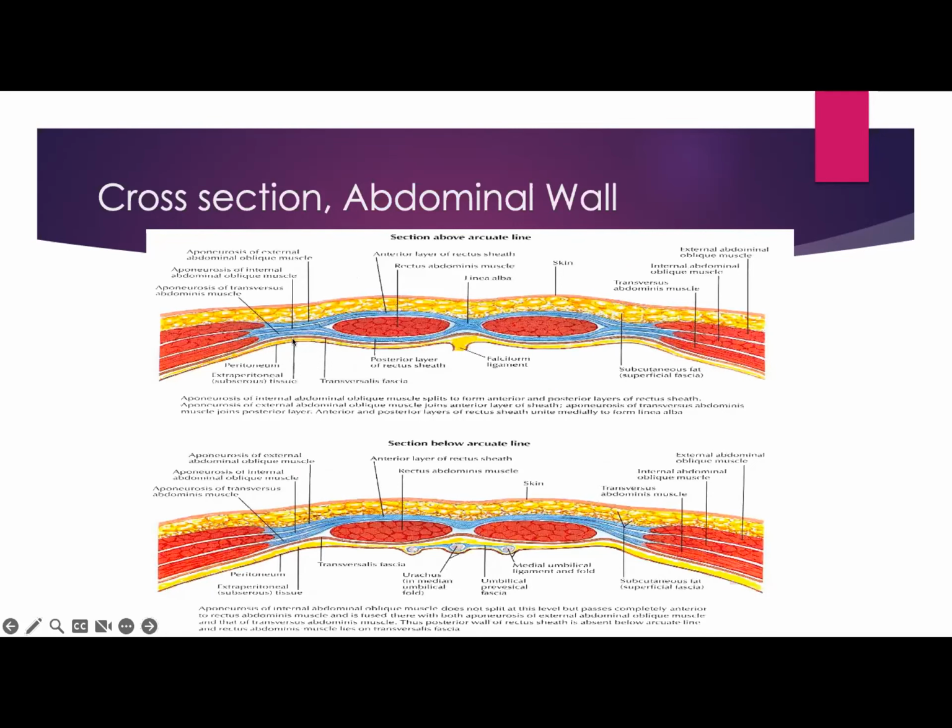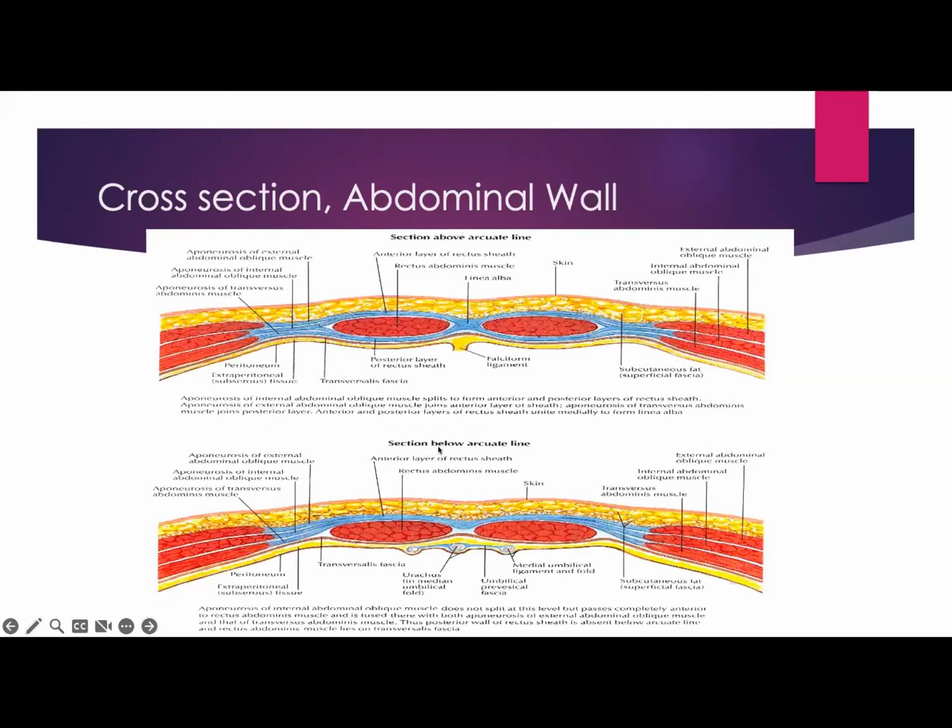Here above the arcuate line, we have anteriorly the combination of the external oblique and then the internal oblique aponeurosis. So this would form the rectus sheath, the anterior layer of the rectus sheath. And we have posteriorly what we call the transversalis fascia, okay? This is the aponeurosis of the transversus abdominis muscle.